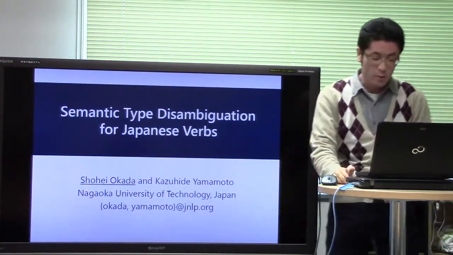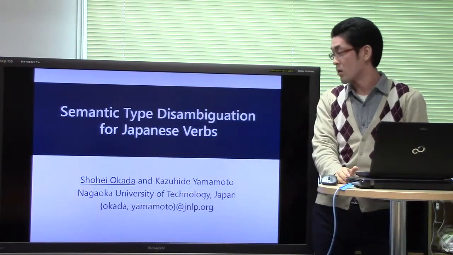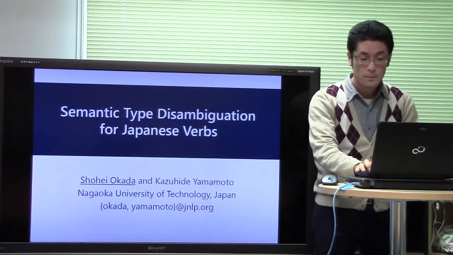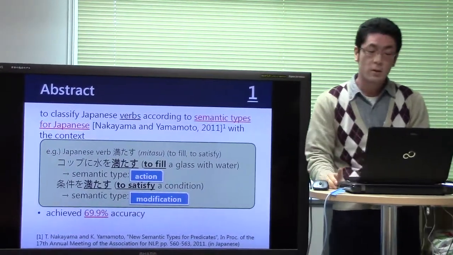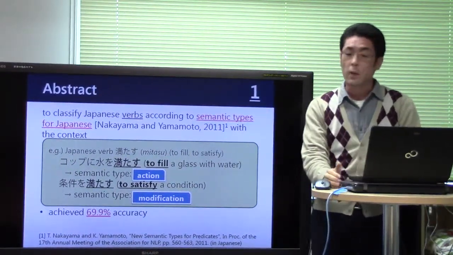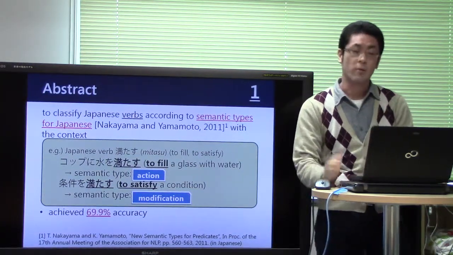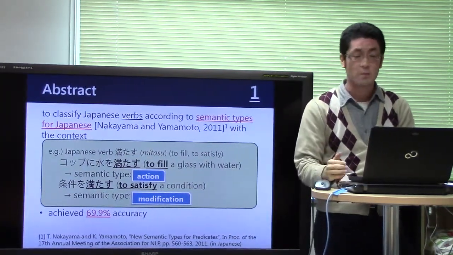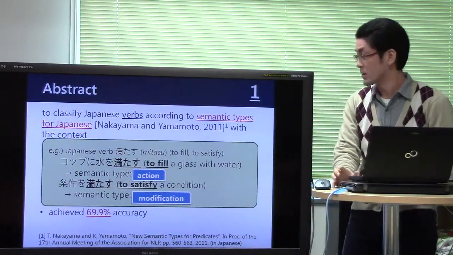Okay, I'm going to talk about our research, semantic type disambiguation for Japanese verbs. This is the abstract of our research. Our purpose is to classify Japanese verbs according to their sense, according to semantic types of Japanese proposed in our previous research, with the context.